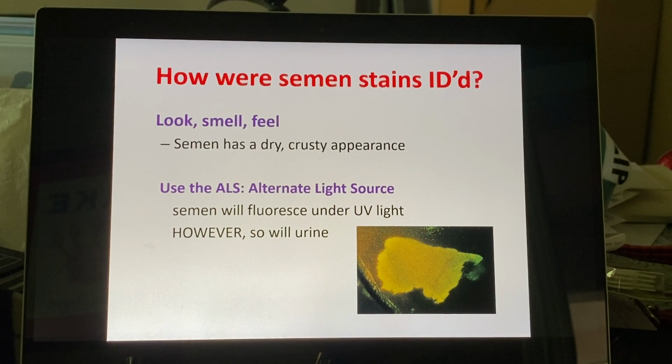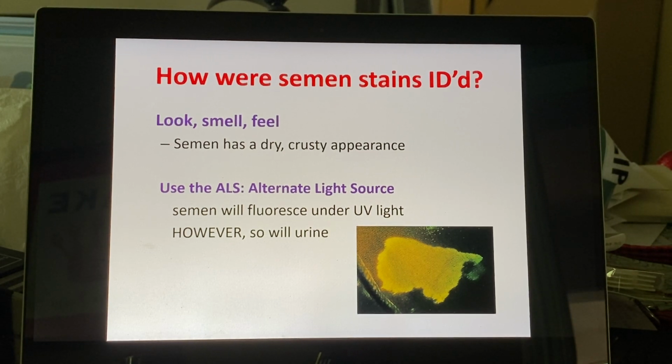Okay, now we can use other potential presumptive tests to identify semen. So one of the ways it can be used is by shining an ultraviolet light on an item of evidence. And we refer to this as the ALS, or the alternate light source. Okay, so semen fluoresces under UV light. However, so will urine. And oftentimes if you're looking at the crotch of the underwear, you are going to see fluorescence, and it may be due to urine, but that's why you do confirmatory tests, okay, or take things further. But semen definitely fluoresces under UV light, okay?